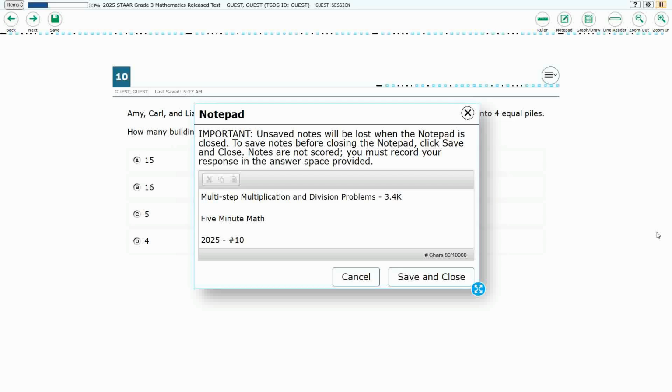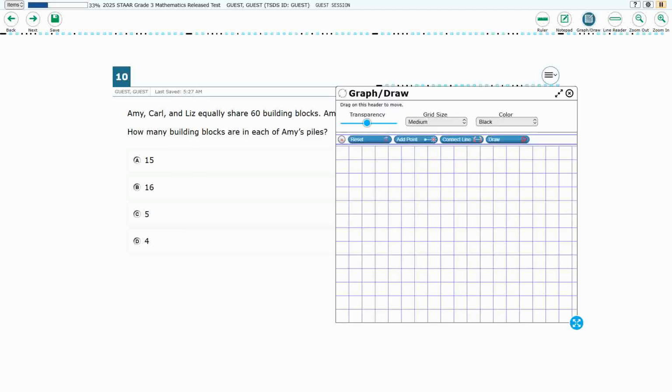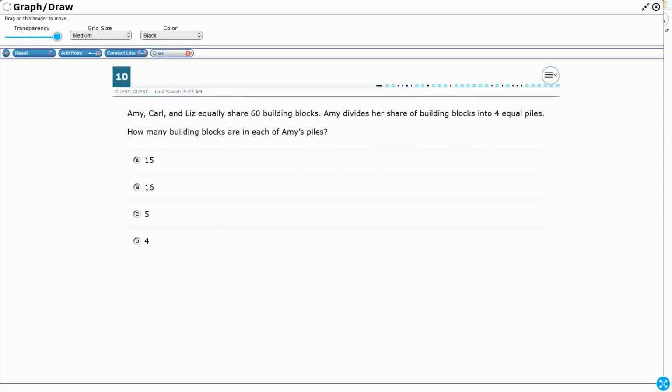Today we are looking at the third grade concept of multi-step multiplication and division problems. This is standard 3.4K in the great state of Texas, and we are using item number 10 of the 2025 released STAAR test. If you haven't done so already, please go ahead and take a moment to pause the video, work this problem out on your own, unpause it, and we will look at our answers together.